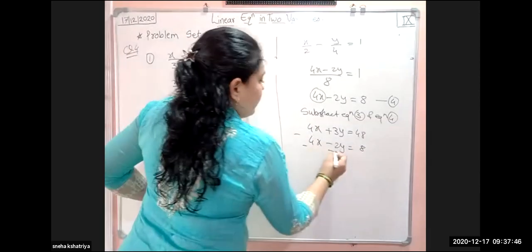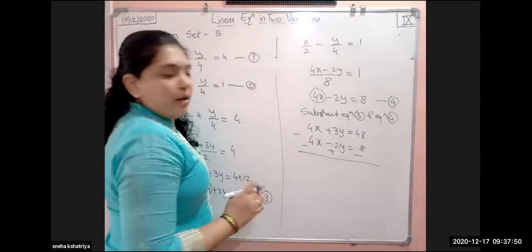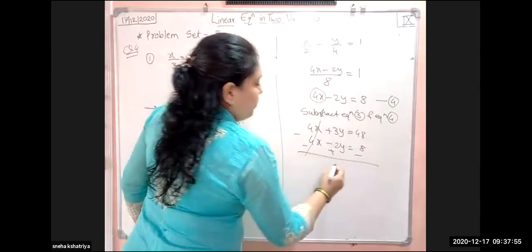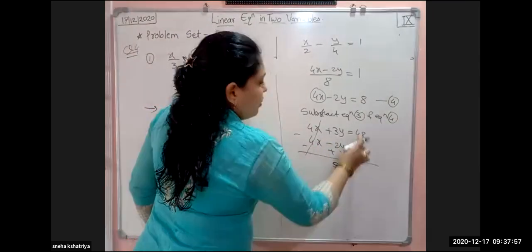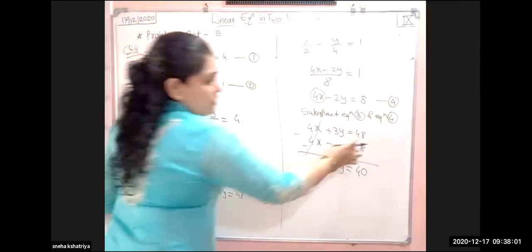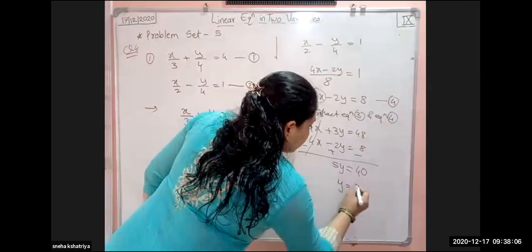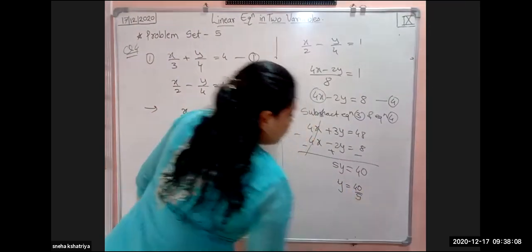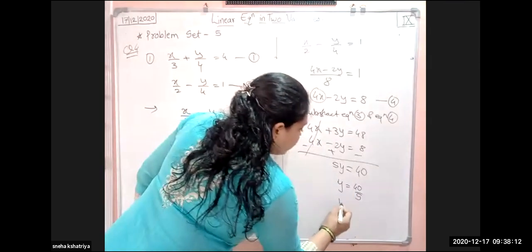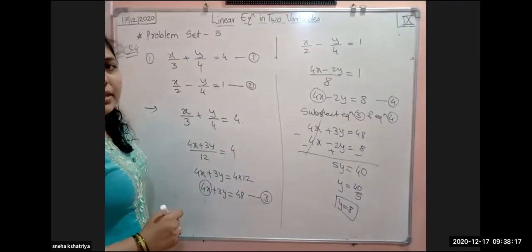We are going to subtract, so all the signs will get changed. Now see, here the minus sign was there, so it becomes a plus sign. 4x and 4x get cancelled. 3y plus 2y becomes 5y, which is equal to 48 minus 8, that becomes 40. Simple, 48 minus 8 becomes 40. So y is equal to 40 divided by 5. 5 eights are 40.